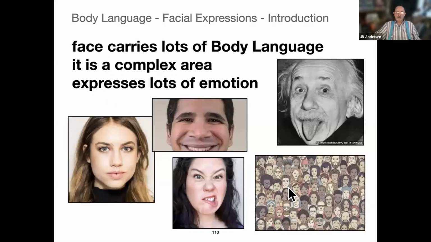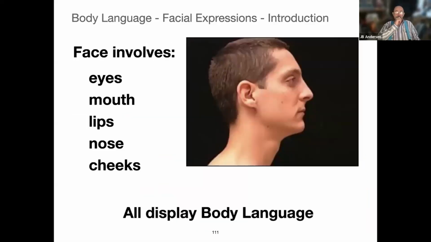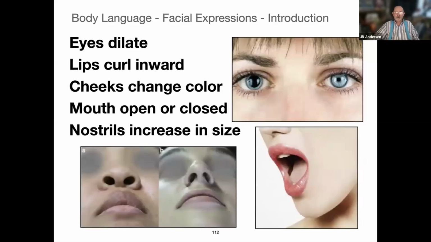The face is really probably the major source in body language, and it's a very complex area. There's lots of things that do stuff. Eyebrows, eyes, nose, lips, head nodding, etc. So it expresses lots of emotions. The face involves the eyes, the mouth, the lips, the nose, and the cheeks. And all of these areas around the face display body language.